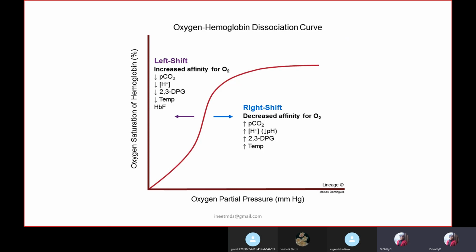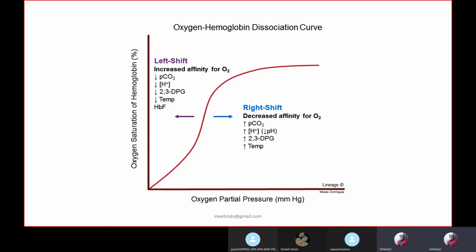Remember, hydrogen ion concentration is related to acid pH. More hydrogen ion concentration means more acidic, which means reduced pH. So if they say reduced hydrogen ion concentration, it means reduced acid content, which means increased pH. So reduced partial pressure of carbon dioxide, reduced hydrogen ion concentration or increased pH, reduced 2,3-diphosphoglycerate, and increased temperature. These all will lead to a left shift.